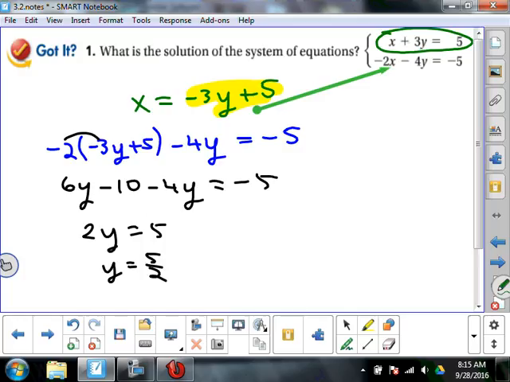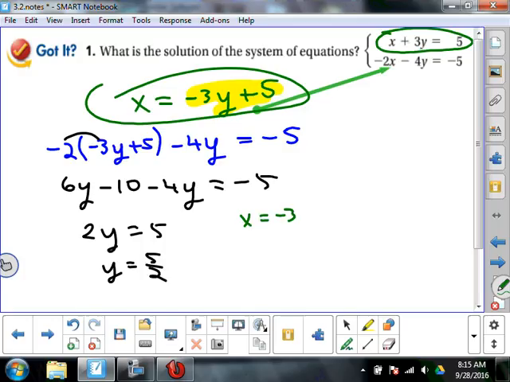So how am I going to find x now? I bring it up into the... Can I use this one to find my x? Okay. So then x is negative 3 multiplied by 5 halves plus 5. So that's going to be negative 15 halves. I got to make 5 into halves. What do I do?